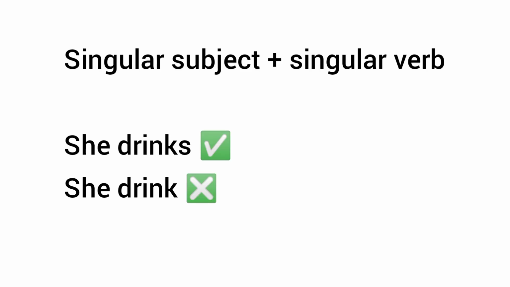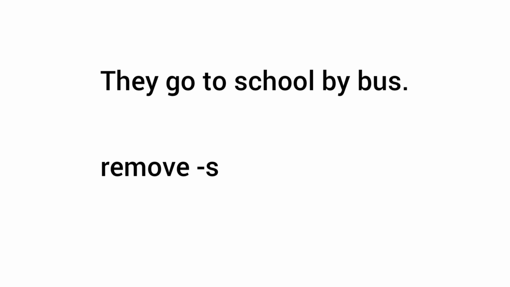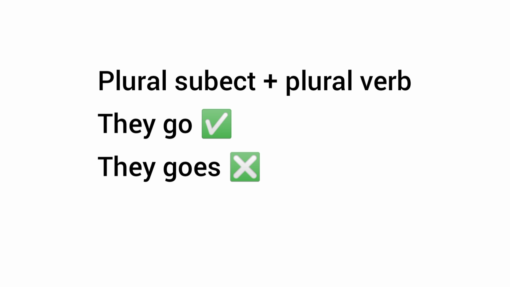She drinks. Okay, that is correct. When we say she drink, that will be wrong. They go to school by bus. Here, go is used with they without any additional ending. Okay, so there is no need of any suffix. So if we say they goes, it will be an incorrect sentence.